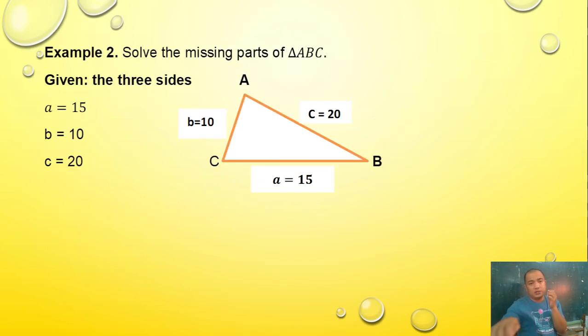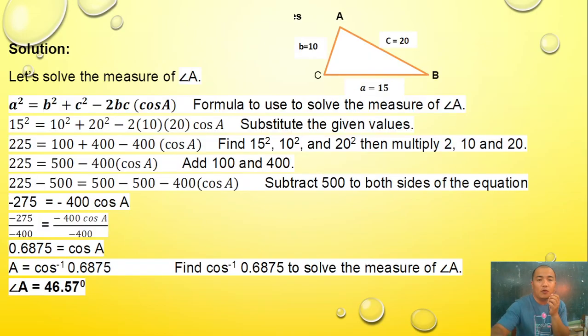And for given three sides, again, we can solve for the three angles using the law of cosines. The sides are 10, 15, and 20. So for angle A, we use the formula A squared equals B squared plus C squared minus 2BC times cosine A. Then substitute the given values. 15 squared is 225, 10 squared is 100, 20 squared is 400, minus 2 times 10 times 20, 400, times cosine A. Add 100 and 400, 500.